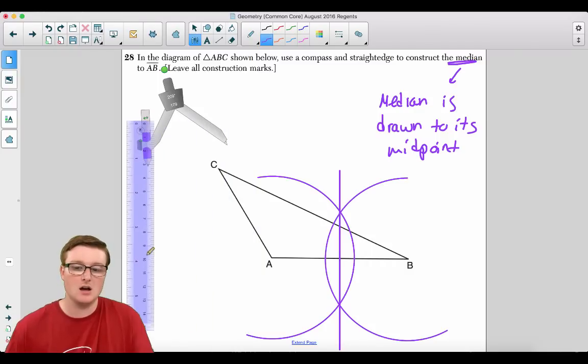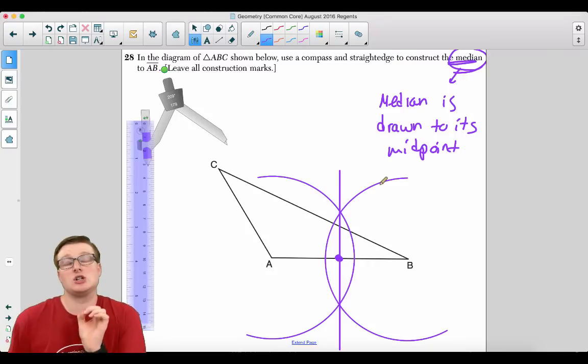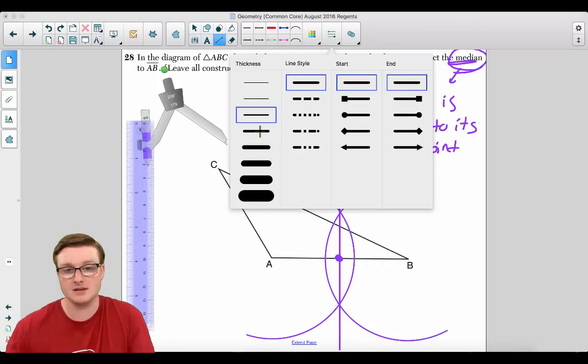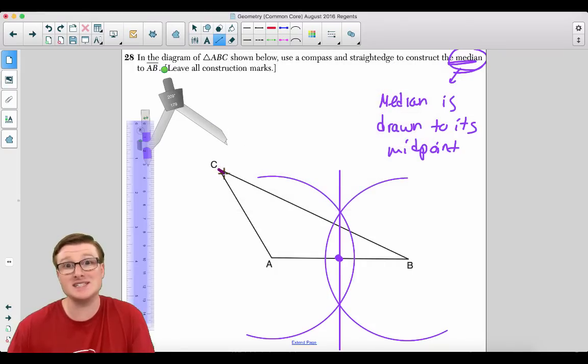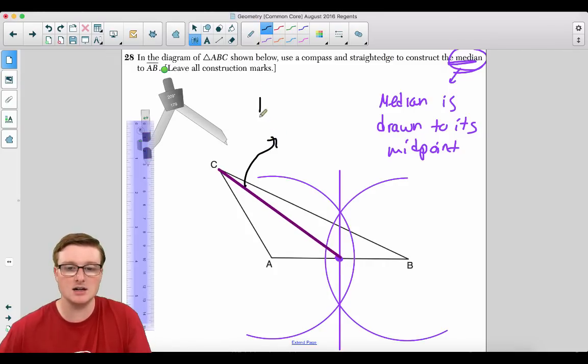Now, what does that tell us? Well, it tells us that this point right there is a midpoint, but we're not done yet. It's asking you for the median. Remember, a median is drawn to its midpoint, but what I should have really said is that a median is drawn from its vertex to its midpoint. So it's saying the median to side AB. That means that we're coming from point C and drawing to the midpoint. So this darkish purple line that you see here, this, ladies and gentlemen, is your median.